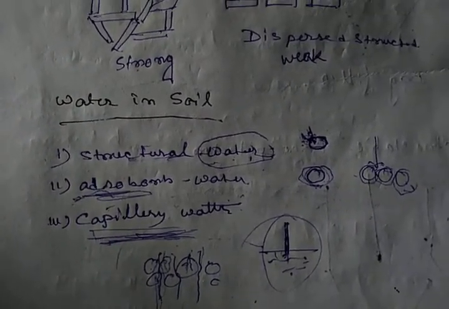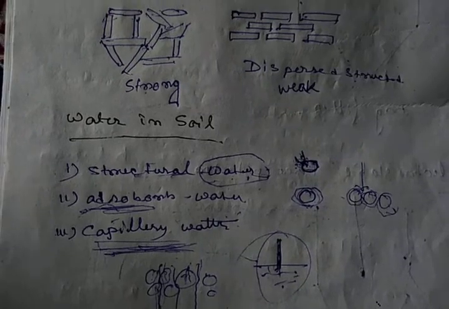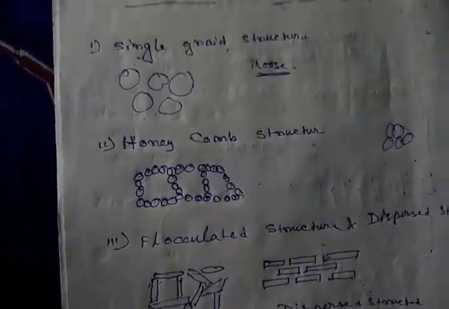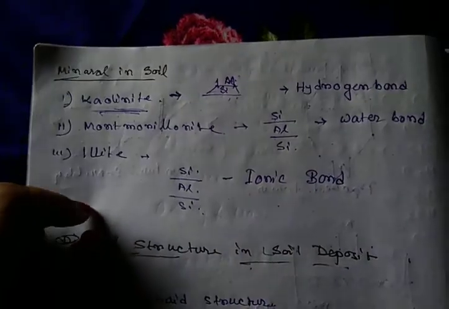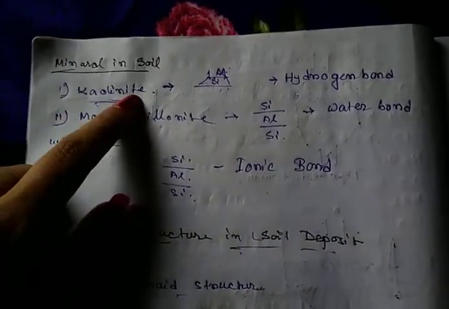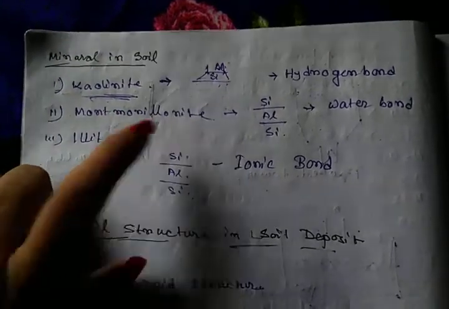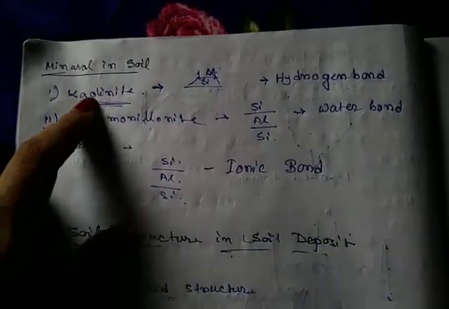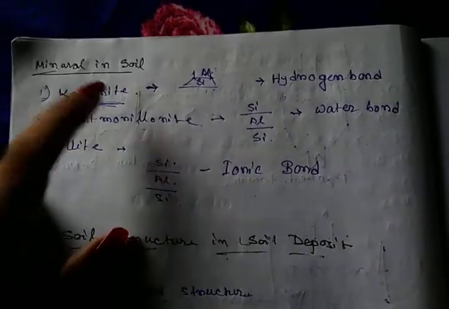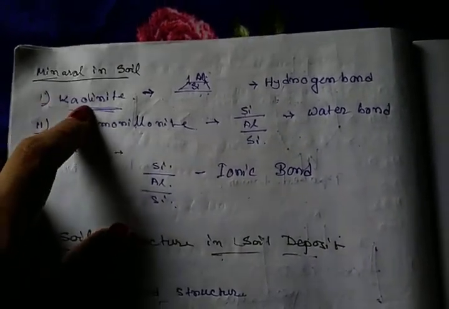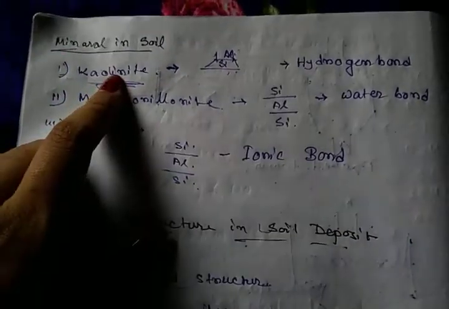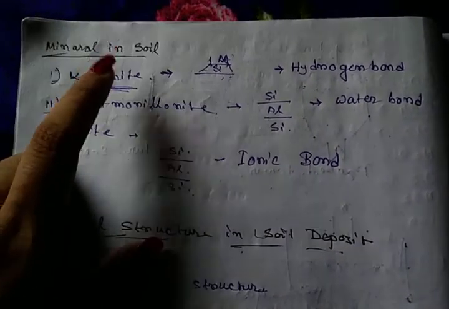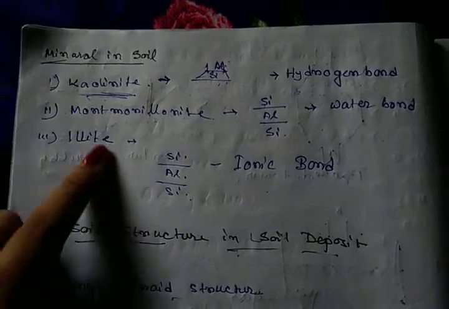After this, it is soil in water. After some discussion, we can go to this. There are some minerals also in the soil. We can see kaolinite type minerals, montmorillonite type minerals, and illite type minerals. In kaolinite minerals, there is a hydrogen bond. It is very strong. If these minerals are present in soil, then the soil will be very strong.